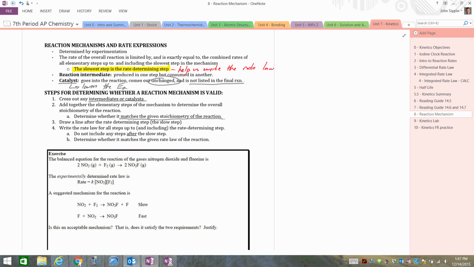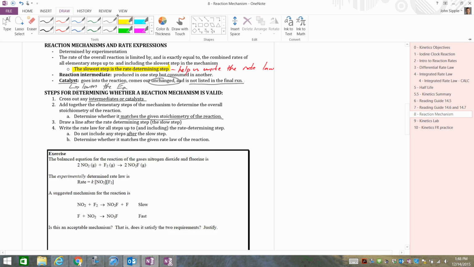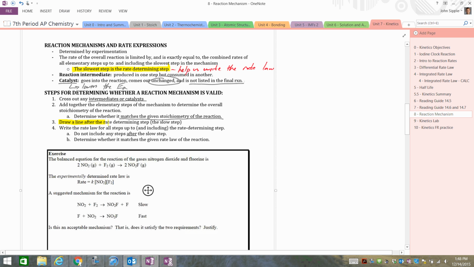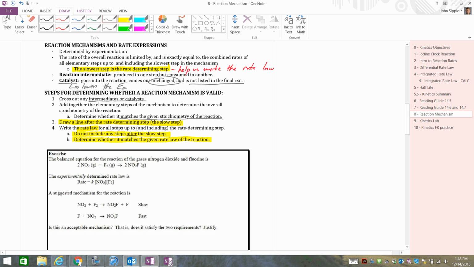Okay. And a couple other things that we want to make note of are 3 and 4. They're important because we want to be able to draw a line through the rate determining step, and the rate law should not include any steps after the slow step. And then we can determine whether or not it matches the rate law of the reaction. I'll give you some examples of what that means, and we'll hit one here when we start looking at our reaction mechanism.